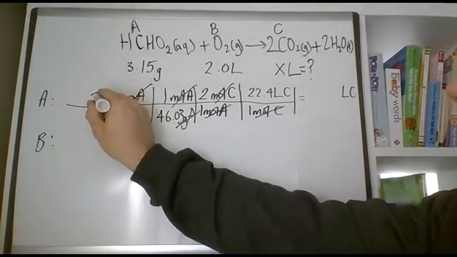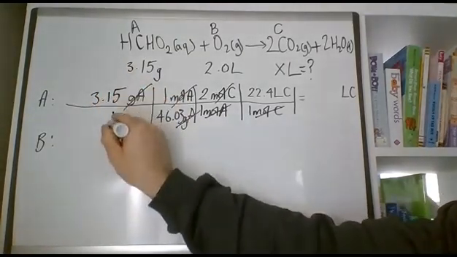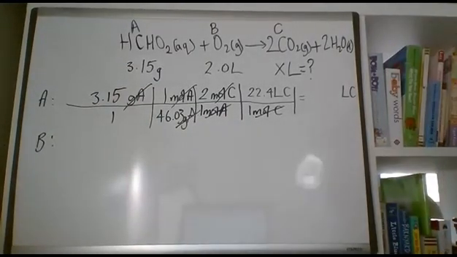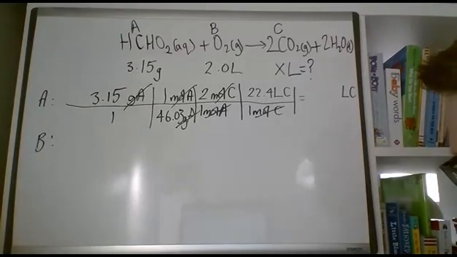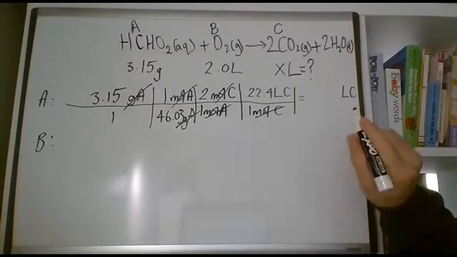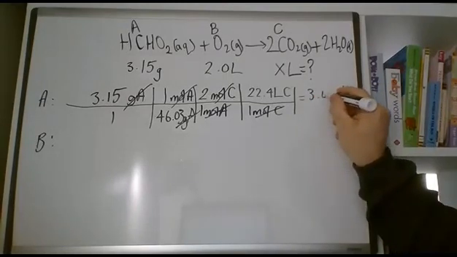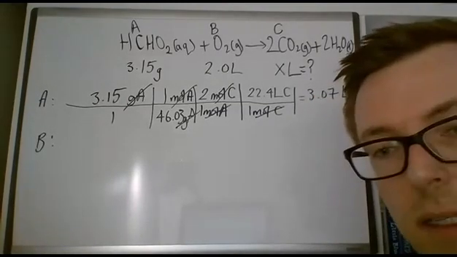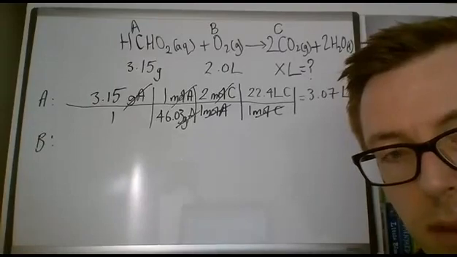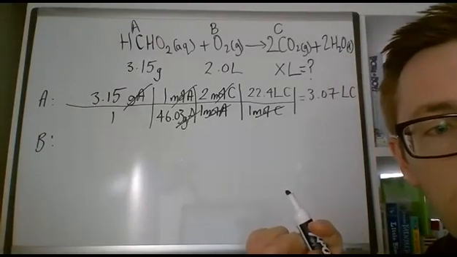Now I can use my input. Okay, we're going to run this forward. 3.15 by 2 by 22.4 divided by 46.03. Okay, so this is 3.07 liters of C. Okay, 3.07 liters of C.